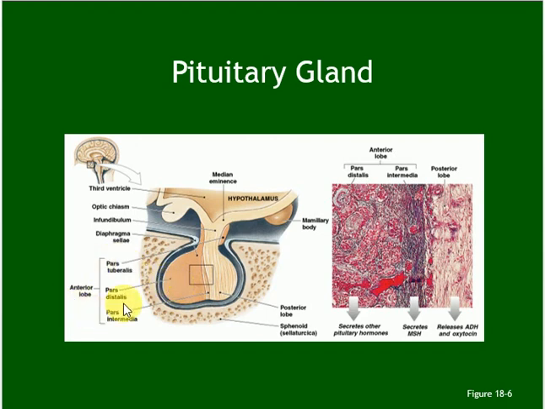The anterior pituitary, or the anterior lobe of the pituitary gland, consists of pars distalis, pars tuberalis, which is this part in the back here, and pars intermedia, which is in between. And then we have the posterior lobe, and there is a median eminence up toward the hypothalamus.